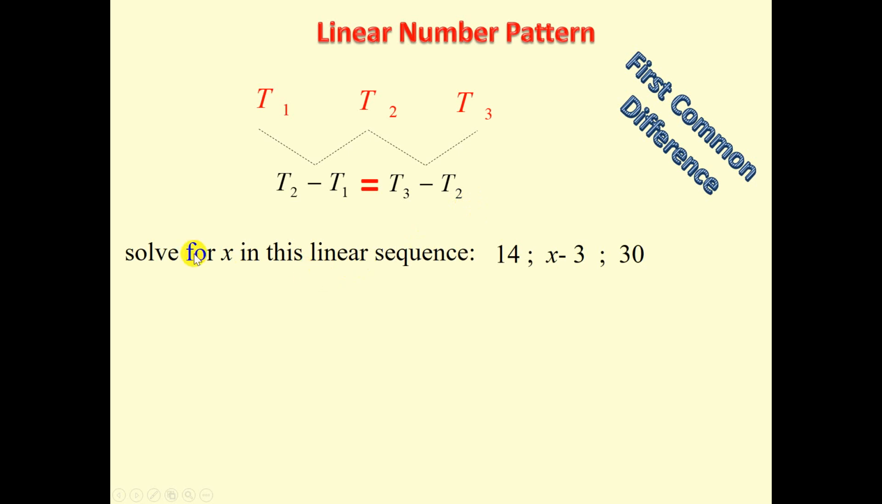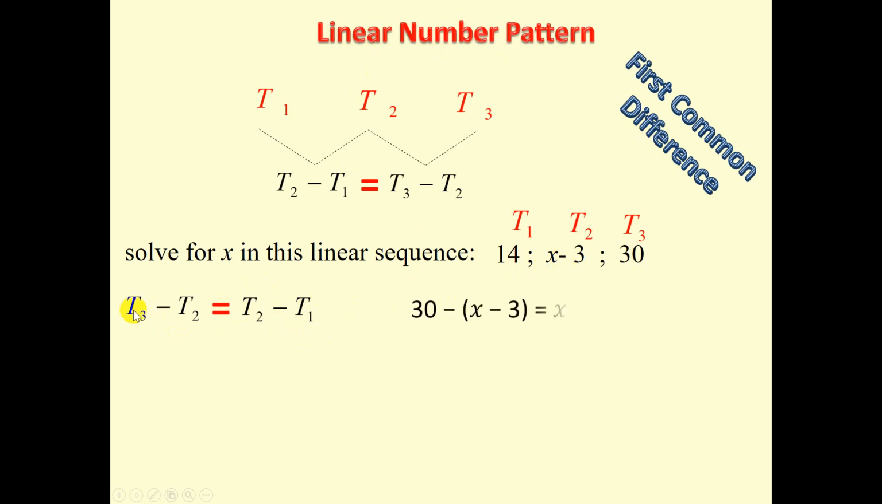So if we have a question that says solve for x in this linear sequence, what do we know about the sequence? Term 1, term 2, term 3. And from the above, we know that term 3 minus term 2 is equal to term 2 minus term 1. And that is because in a linear number pattern, the difference is common. So we can equate that.